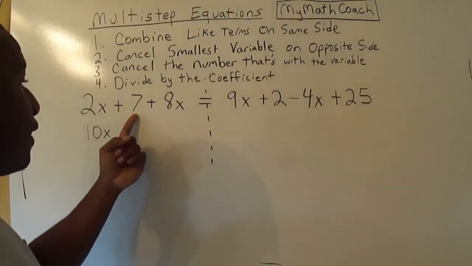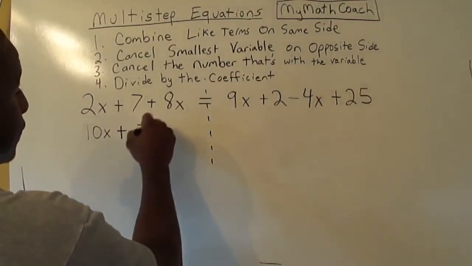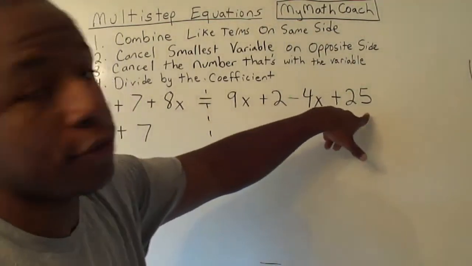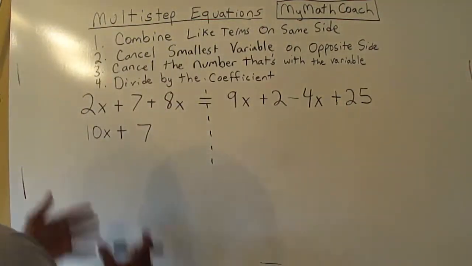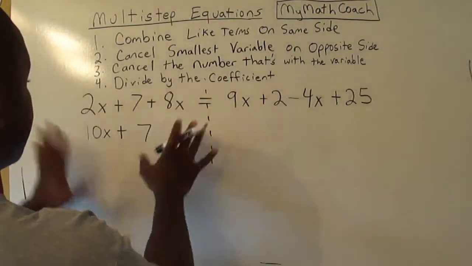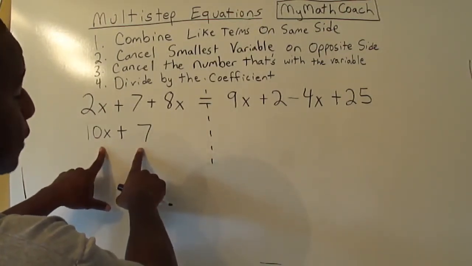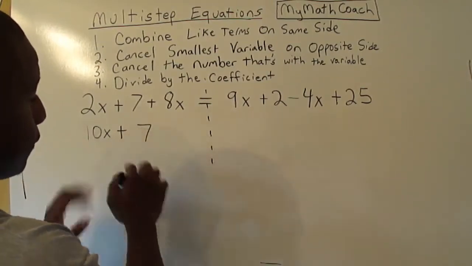There's nothing to combine the 7 with, so I'll just have to bring it down. Now you can tell me why I'm not able to combine the 7 with the 2 of the 25. If you paid attention to what I just said, you should know that. So on this side, there's nothing else we can combine. We can't add these together because they're unlike terms. This one has an x, this one does not, so you have to leave them like this.